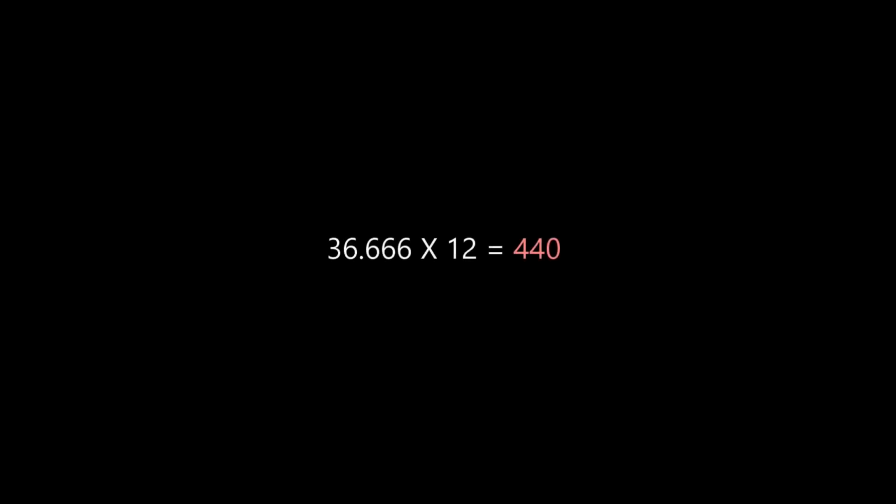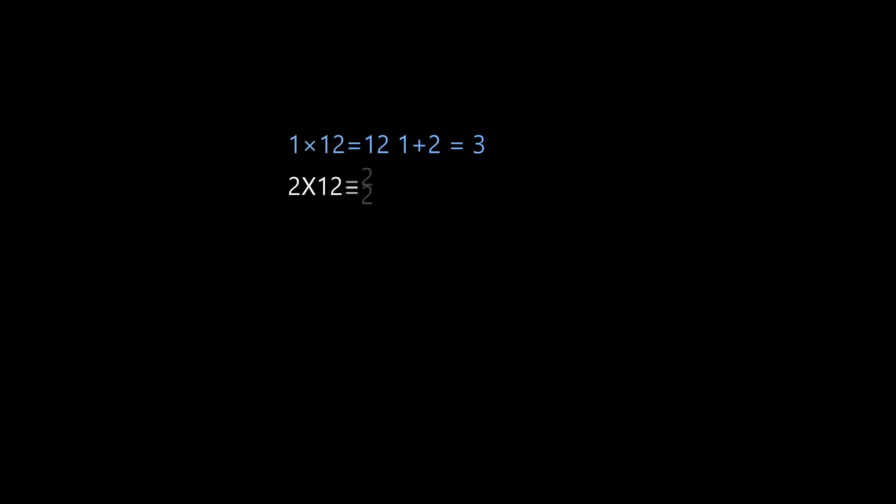36.666 times 12 equals 440. Interesting, huh? And 36 times 12 equals 432. Check this out. 1 times 12 equals 12. 1 plus 2 equals 3. 2 times 12 equals 24. 2 plus 4 equals 6. 3 times 12 equals 36. 3 plus 6 equals 9.